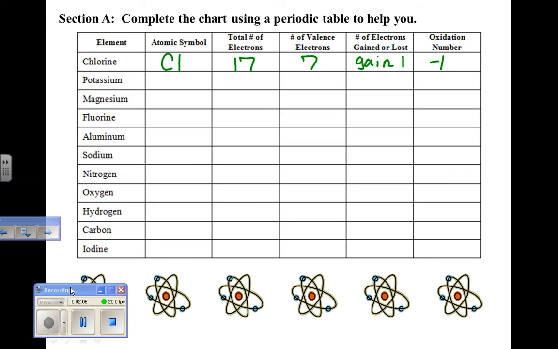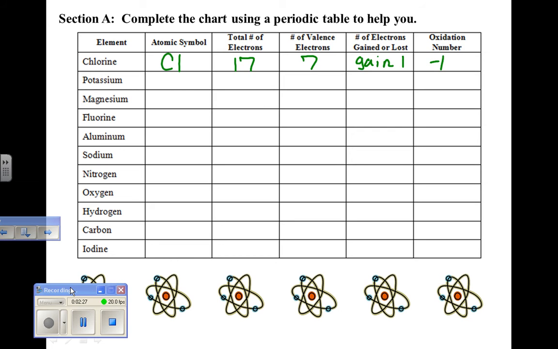If you get a bunch of negative things in your life, it's going to make you negative. If you get rid of those negative things, it makes you positive. So when you gain an electron, you're actually -1, not +1, because you're gaining a negative.